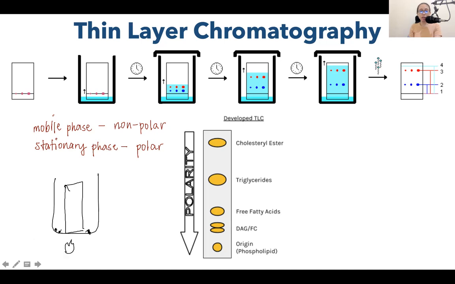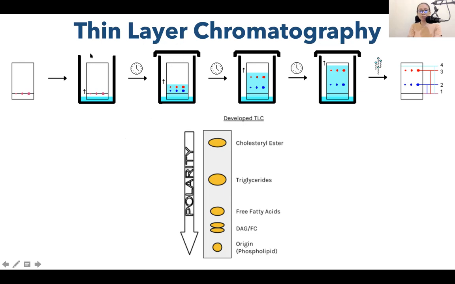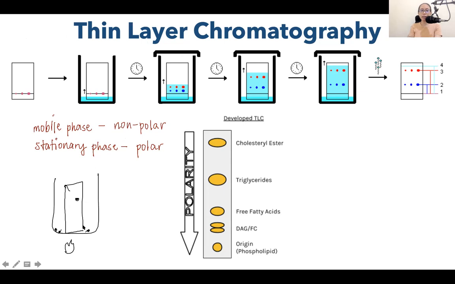The iodine will vaporize. And what happens is that the gaseous iodine reacts with your lipids. So where the lipids are, there will be a stain, because the iodine reacted with that lipid. So it's possible to visualize your lipid spots on your TLC plate.